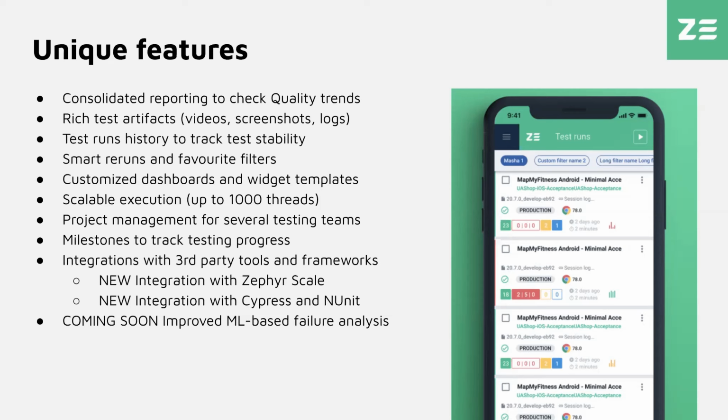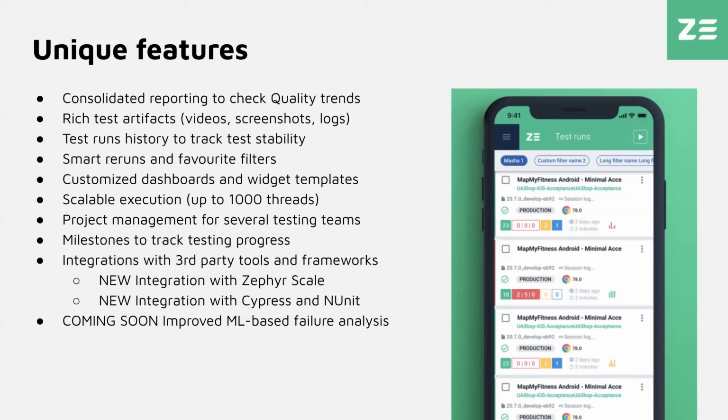With Zebrunner, you can manage customized dashboards and create multiple widgets from different templates. We've got tons of metrics that you can set up exactly for the needs of your project. You also get scalable execution, as the Zebrunner hub allows you to run up to 1,000 threads in parallel in less than 10 minutes. This really speeds up your test execution.